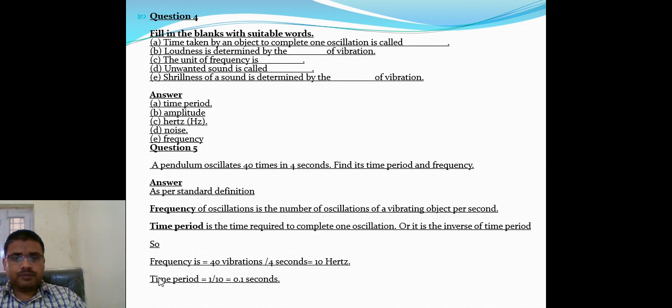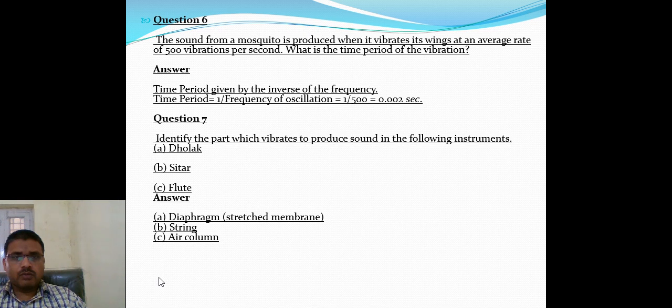Question number 6 and 7 also. Identify the dholak. In the dholak, which part? Diaphragm. Sitar is a string instrument, and flute is a wind instrument, air column.